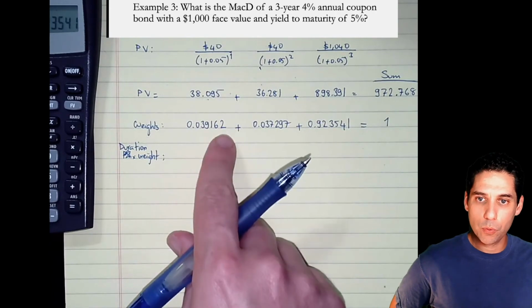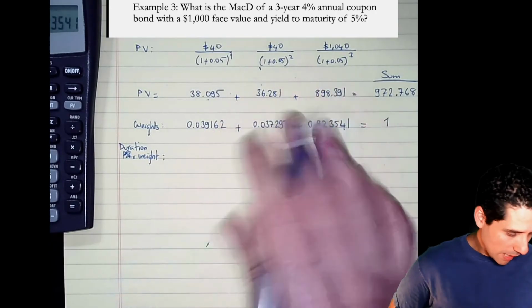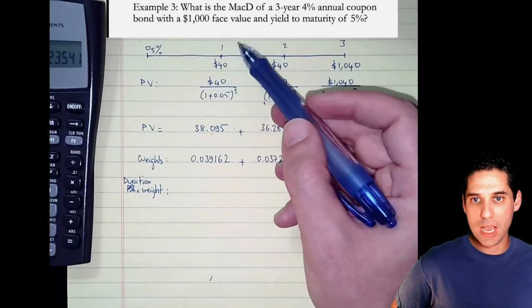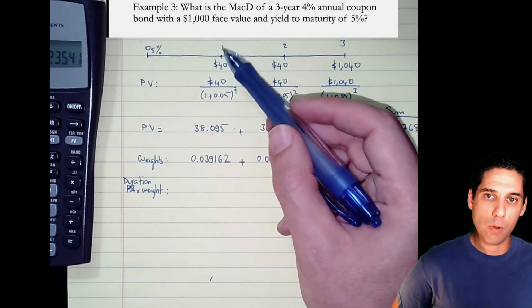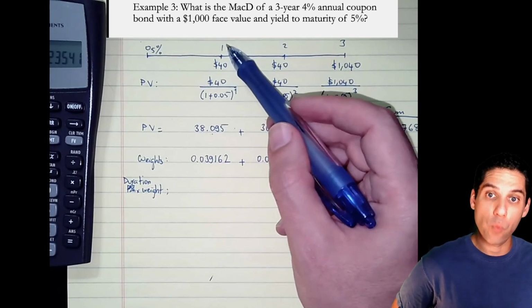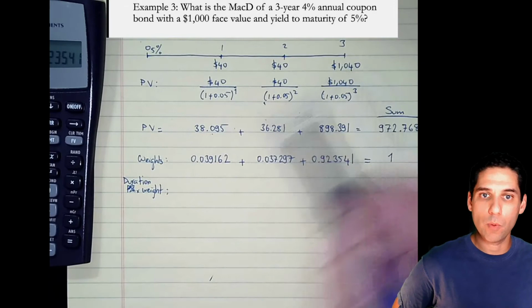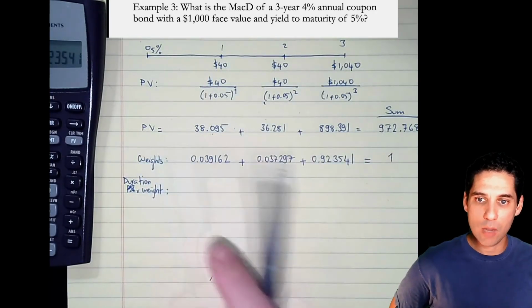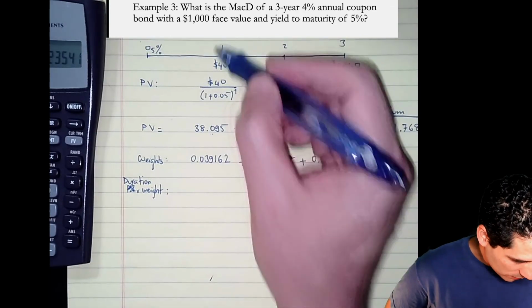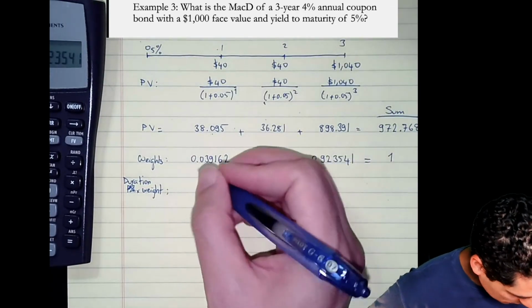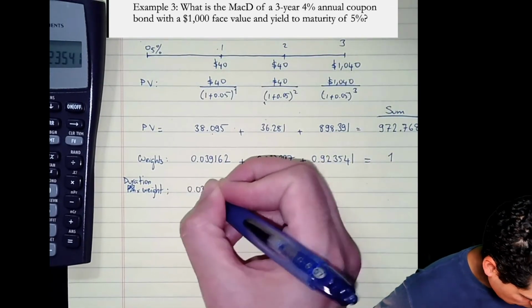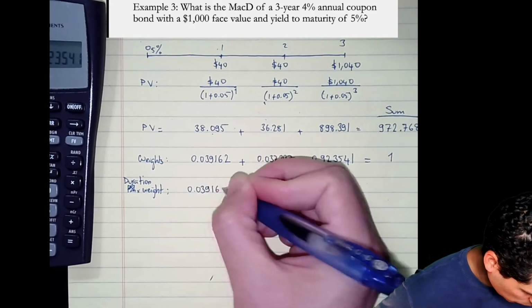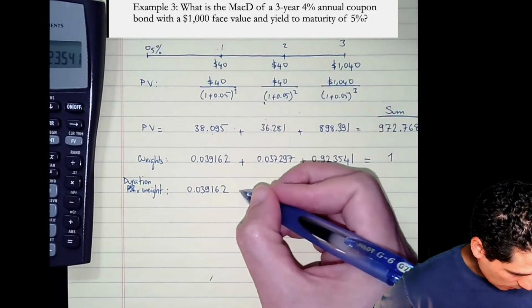So we're going to do the weight of each one multiplied by the duration of each cash flow, right? So the first cash flow has a duration, time to maturity, of 1, the second one 2, the third one 3. So we want to weight these by these weights that we computed. So 1 times 0.039162 is 0.039162. So we don't need to do anything.